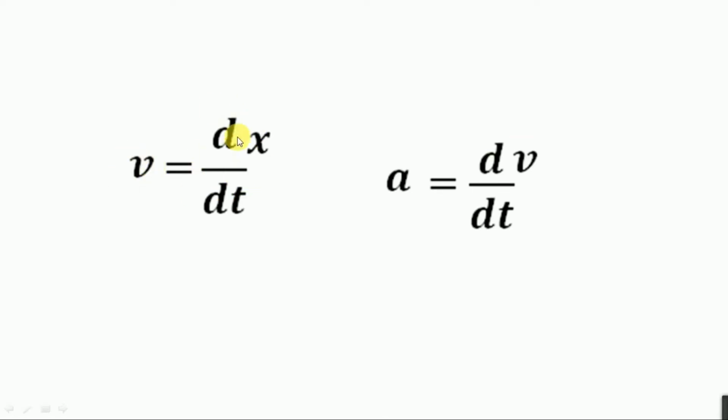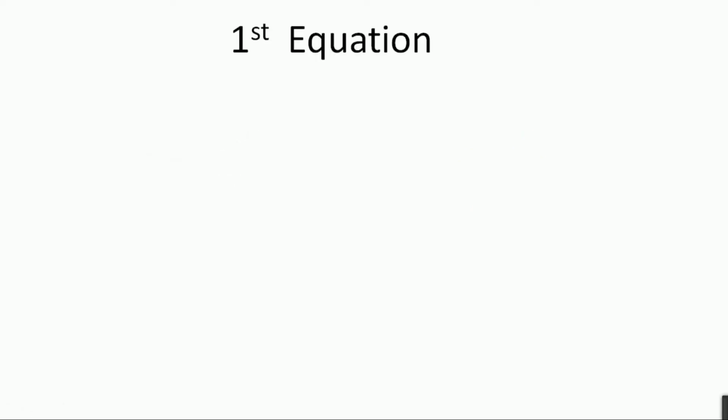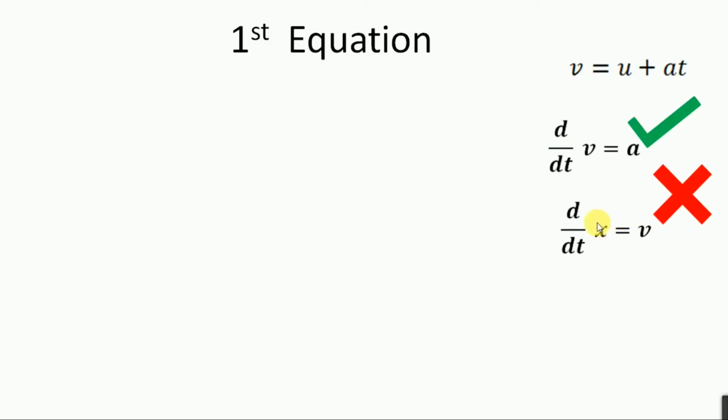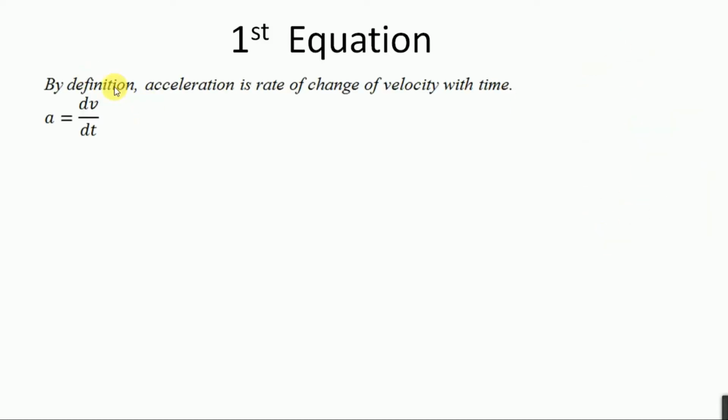The first formula is that velocity is the rate of change of position, and the second formula is that acceleration is the rate of change of velocity. First equation is v is equal to u plus at. This is the formula which we are going to derive. We have two formulas to use, so let us see which formula we should use. Here we don't have displacement, so we should use the formula of acceleration.